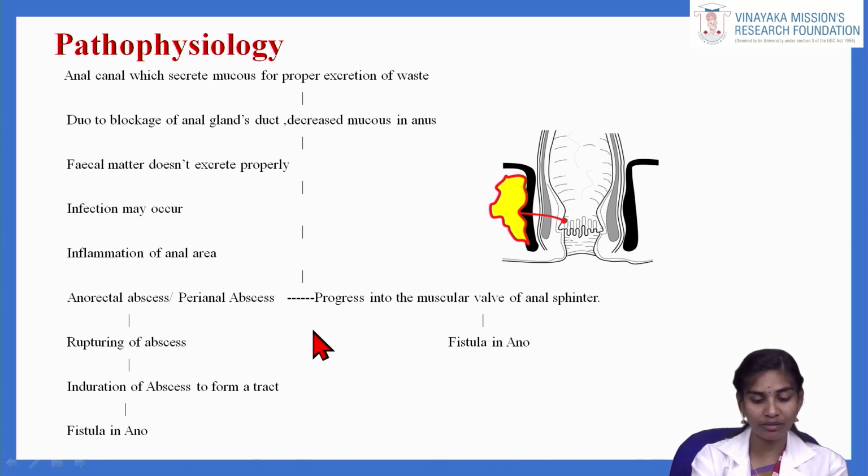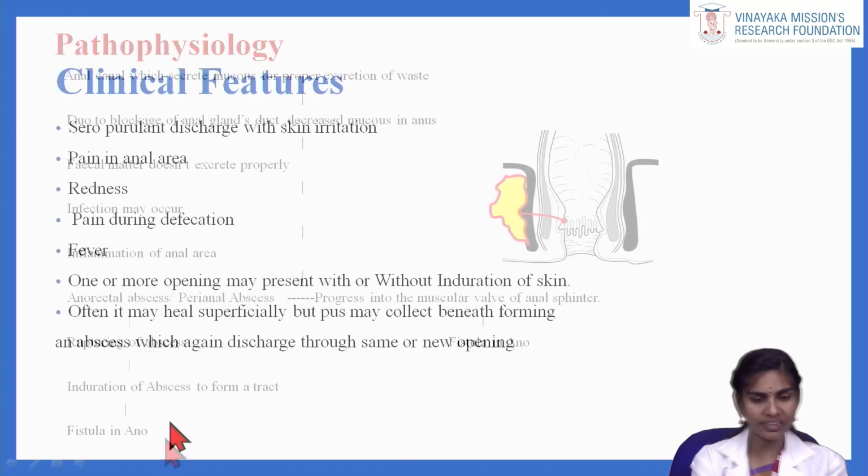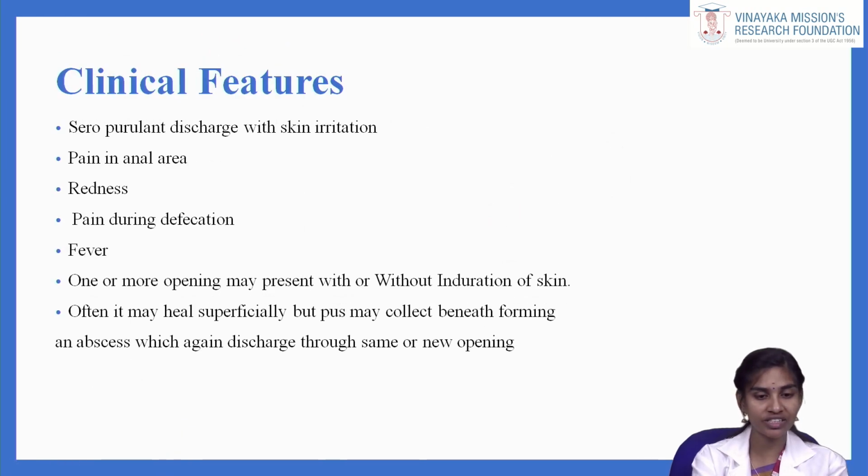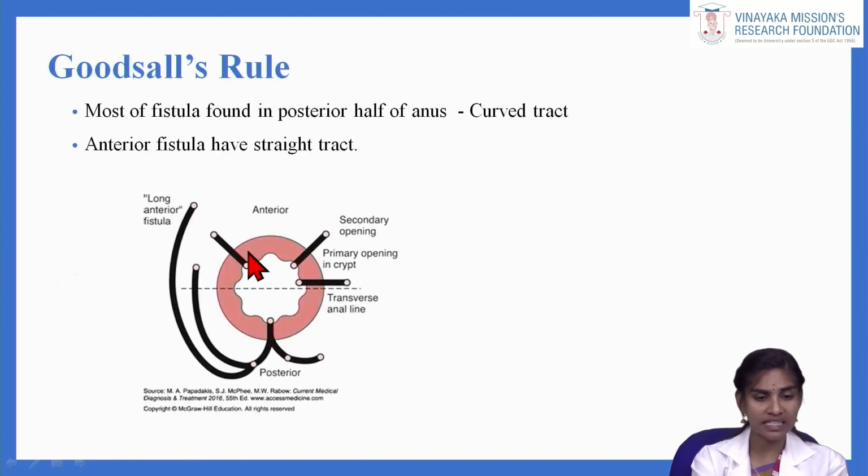Anorectal abscess or perianal abscess progresses into the muscular wall of the anal sphincter, resulting in fistula in ano. The anorectal abscess also gets ruptured. After that, induration of the abscess forms a tract. It is a blind end tract, resulting in fistula in ano. The clinical features are seropurulent discharge with skin irritation, pain in the anal area, redness, pain during defecation, and fever. One or more openings may be present, with or without induration of the skin. Often it may heal superficially, but pus may collect beneath, forming an abscess which again discharges through the same or a new opening. Let's see Goodsall's rule.